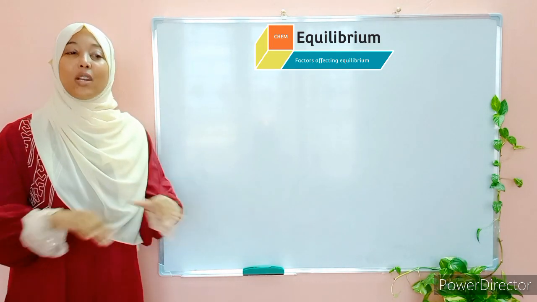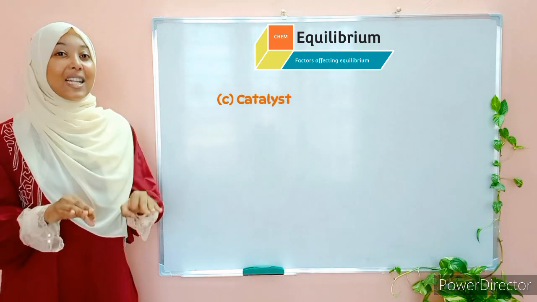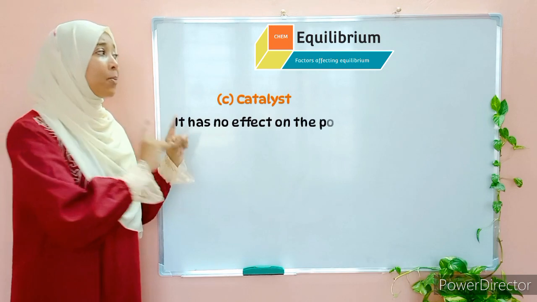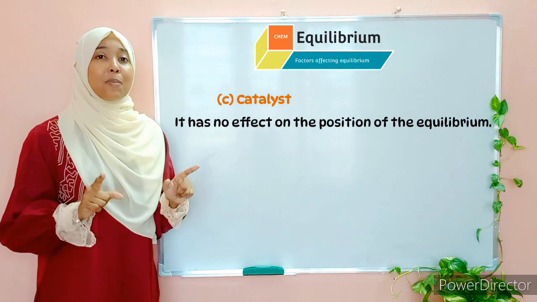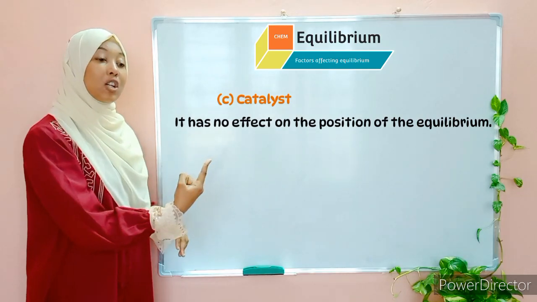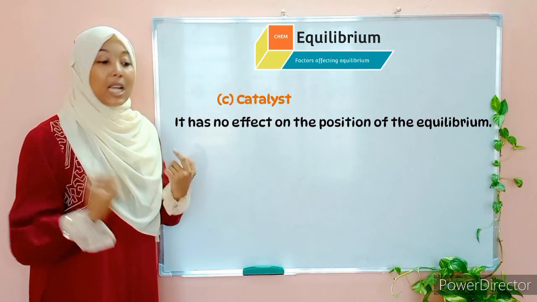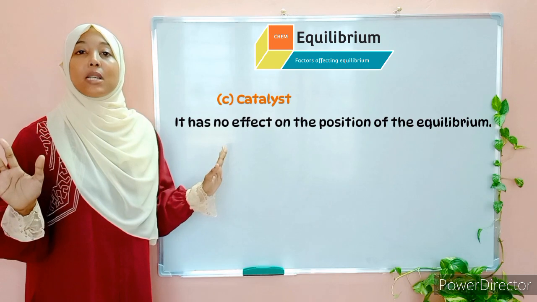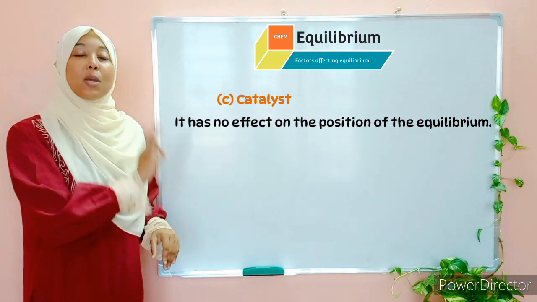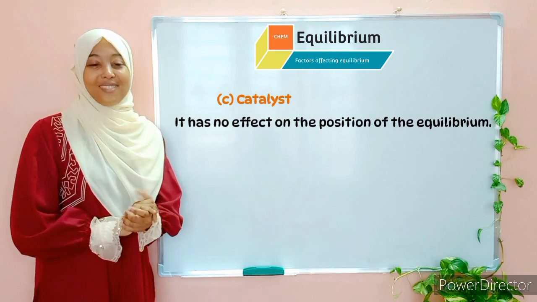Now for the last one, a catalyst. A catalyst only speeds up the rate of a reaction. It does not affect the position of the equilibrium. That simply means that a catalyst does not care whether it's actually the forward reaction or the backward reaction happening. It simply ensures that equilibrium is attained, and that's it. So it does not have any effect on the position of the equilibrium.